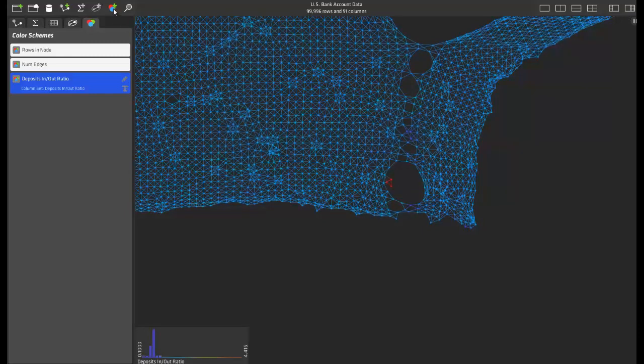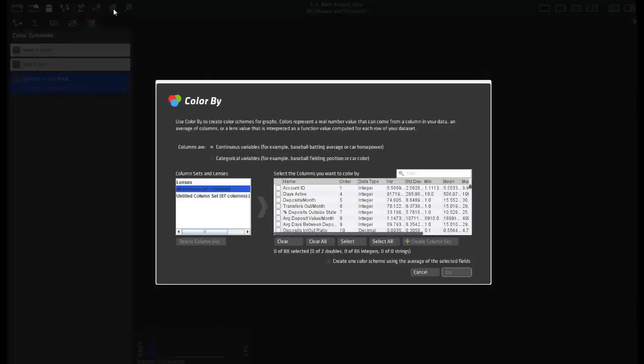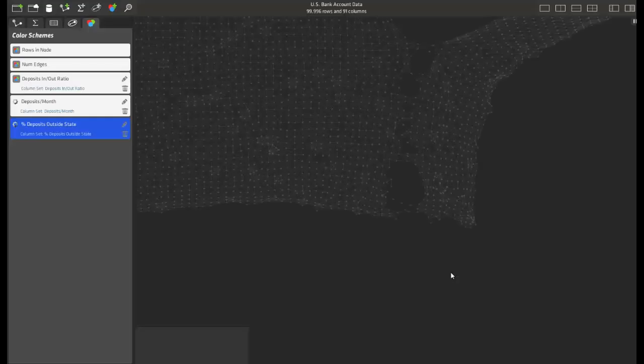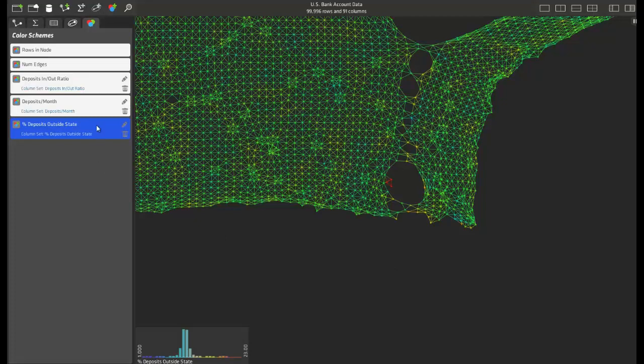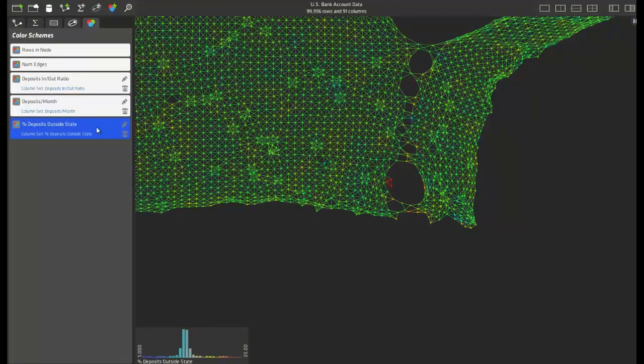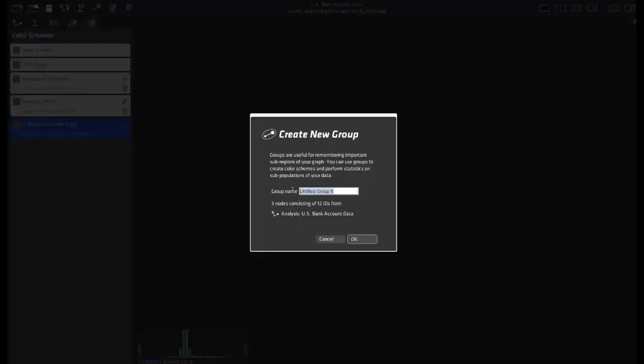This could be an example of someone trying to structure deposits into an account in order to avoid bank reporting requirements. We can also look at the number of deposits per month and the percentage of deposits emanating from the state of the targeted account. Again, it lights up the same area in our data topography. We can create a group of these three nodes to do further analysis within our platform.